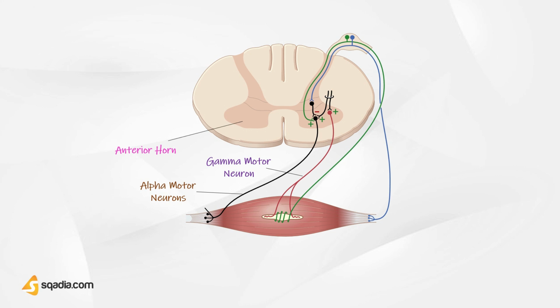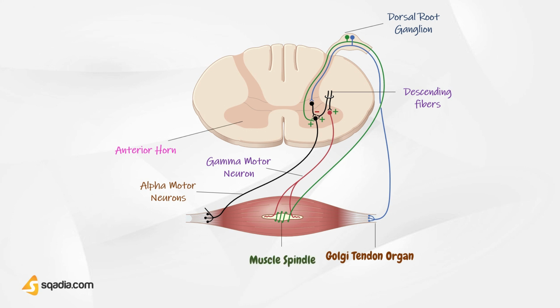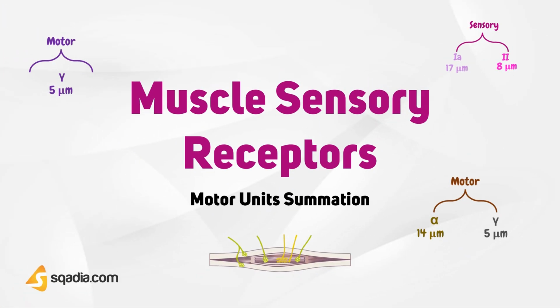Are you confused about remaining parts? So let me label it for you. This is dorsal root ganglion. These are descending fibers. This is Golgi tendon organ. This is muscle spindle. This is skeletal muscle. This is motor end plate. This is intermediate zone. And this is posterior horn. This was all about this section. In our next section, we will talk about the muscle sensory receptors.